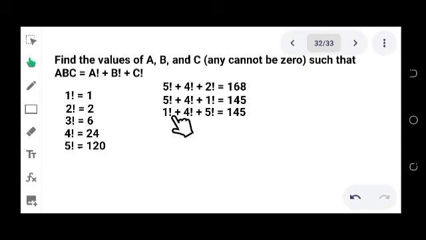And then if we rearrange the digits and form a new number out of the rearranged digits, you have 145, which is equal to the sum, which is also 145. And this is now the answer, and the problem is solved.